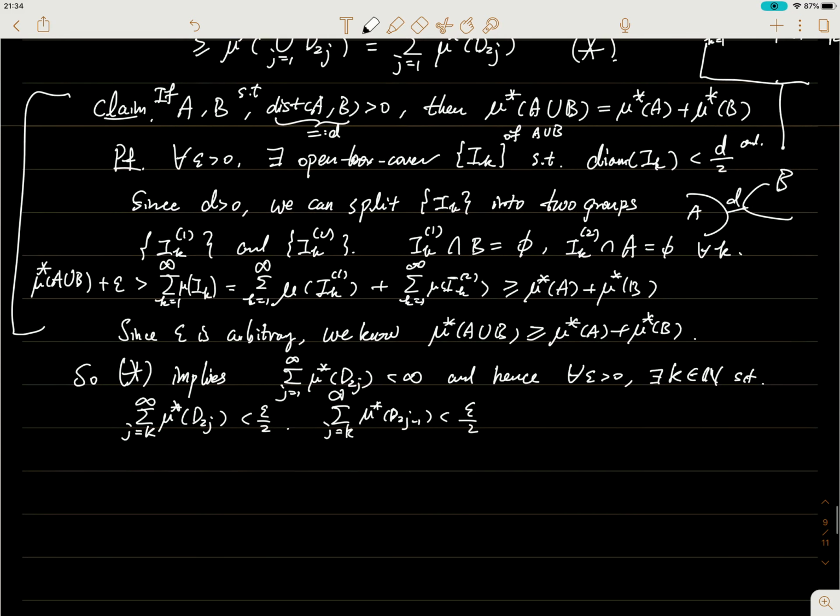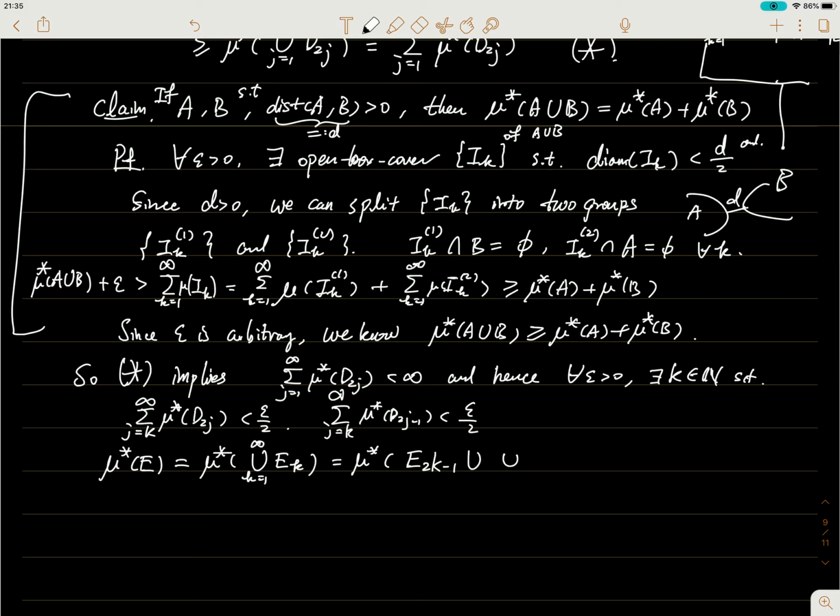And now we have mu star of E, which is the mu star of the union over k from 1 to infinity of Ek. We know that E is just equal to this union. Now let's split this union into three pieces. One piece is everything up to 2K, where K is the capital K we found here. Then the rest: 2K, 2K plus 2, 2K plus 4, those even numbered ones.